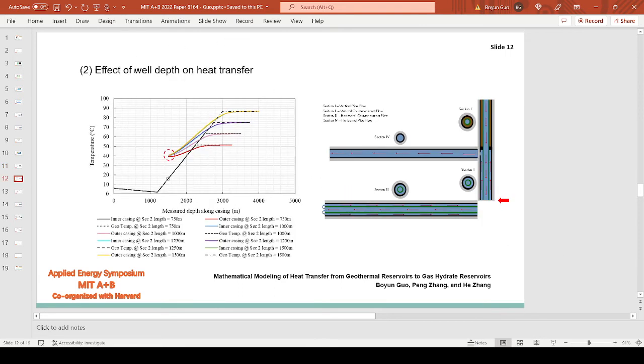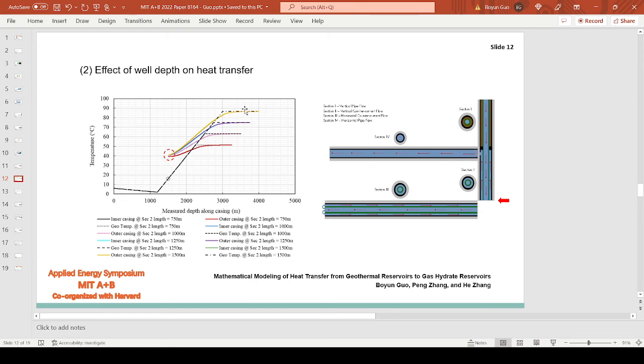Secondly, we analyze the effect of well depths on heat transfer. The well depth is defined as depths from surface to the bottom of vertical section. As we drill deeper and deeper, we expect to have hotter and hotter water from the horizontal wellbore. But in reality, in fact, the model shows that we have heat loss in the vertical section, causing almost the same deliverable temperature to the horizontal wellbore.